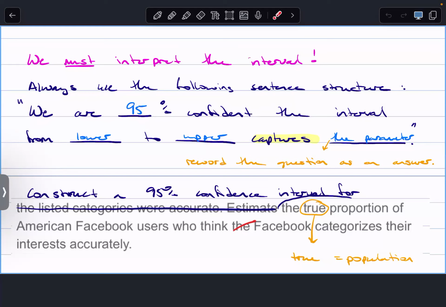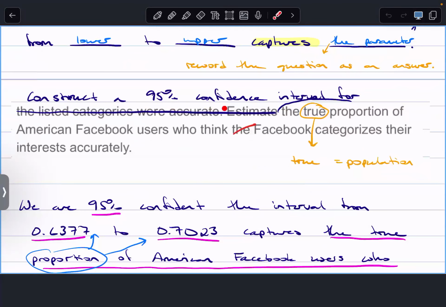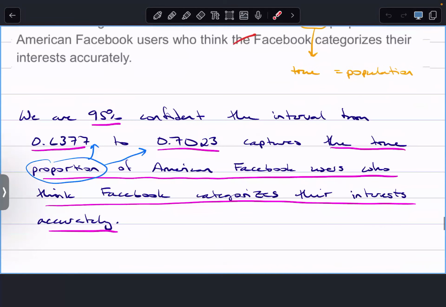We're 95% confident the interval from here to here captures the parameter, where the parameter is just rewording the question as an answer, because I'll have to tell you, make a confidence interval for this, right? And so in this case, the question was construct the 95% confidence interval for the true proportion of American Facebook users who think Facebook categorizes their interests accurately. And then we interpreted that, but that whole last part is the parameter, the thing that we're trying to capture.